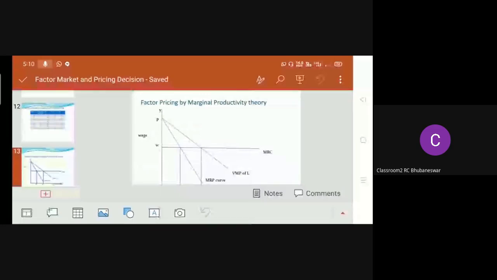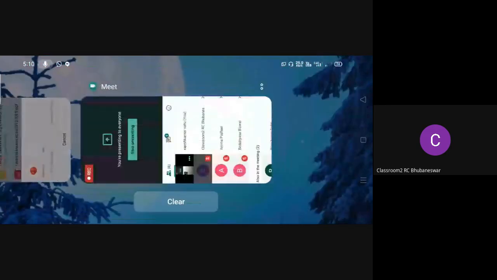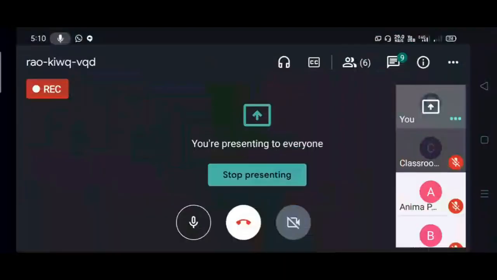Then come to the labor market policies. Various policies are there in the labor market. Okay, now look at the slide. Okay, look at this.